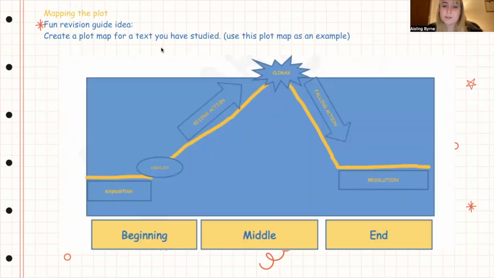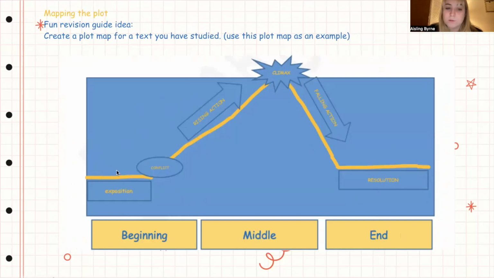So taking that into consideration, here's a graph we've all probably seen by now on how we'd map a plot. I think it's really useful that we make even mini plot lines for the texts we've studied, so we can remember even the slightest bits in our stories. So there's a beginning, middle, and end. This is a very straightforward plot line. A lot of stories won't look like this.